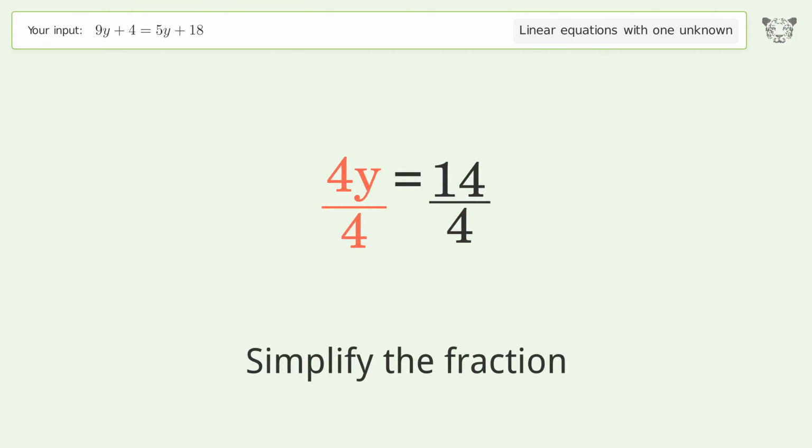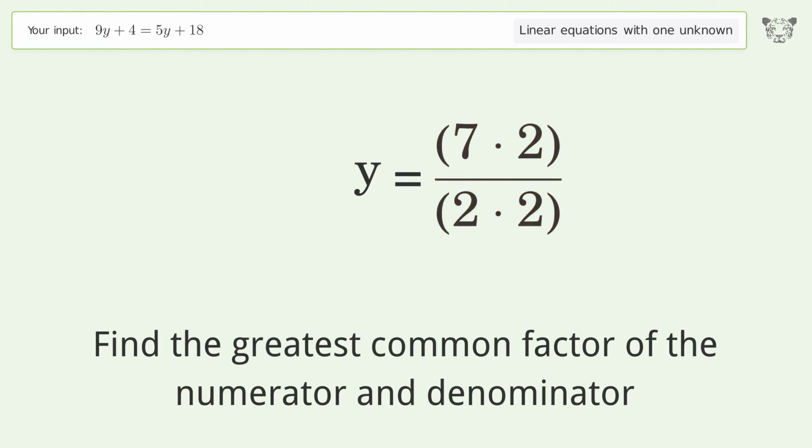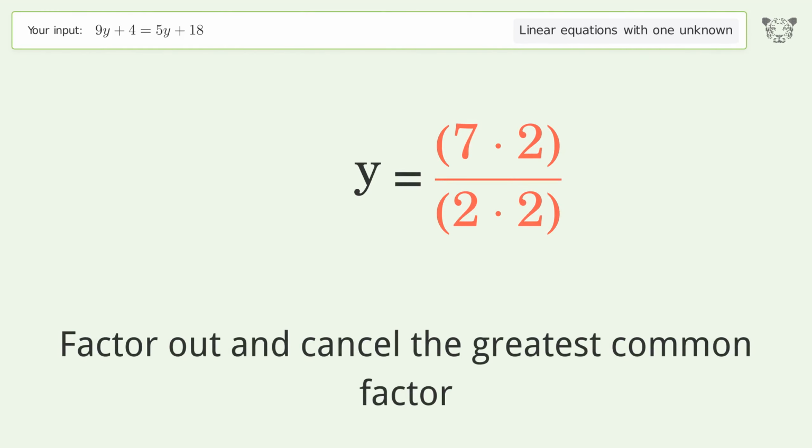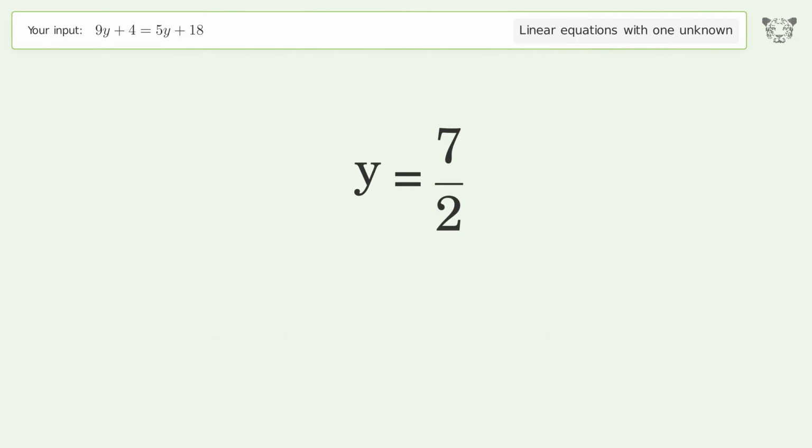Simplify the fraction. Find the greatest common factor of the numerator and denominator. Factor out and cancel the greatest common factor. And so the final result is y equals 7/2.